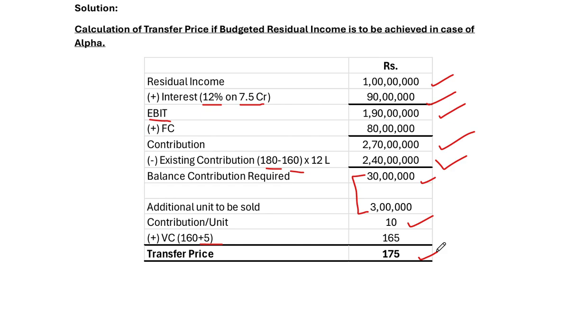At this price, Alpha division will achieve its budgeted residual income. Beta division will get the required components of 3 lakhs units, and the company will use idle capacity efficiently. So this is the logic behind transfer pricing under the residual income approach.